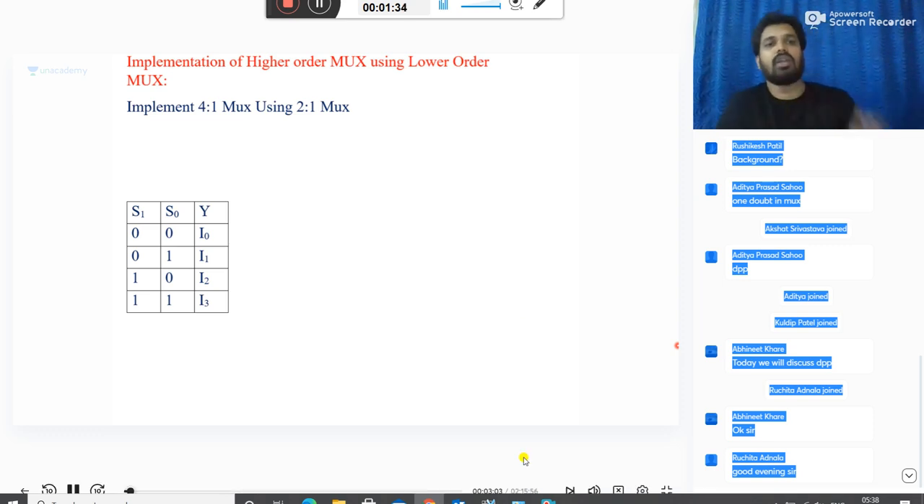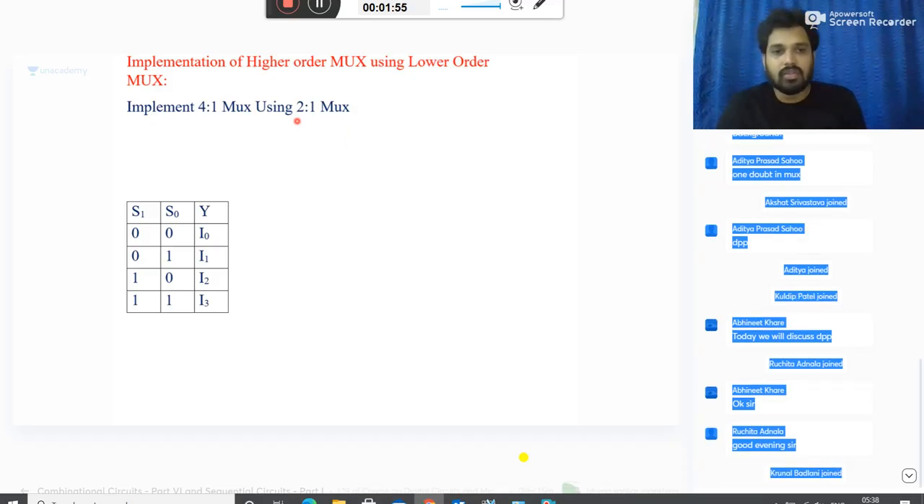Okay. So the last part of your multiplexer is implementation of higher order mux using lower order mux. I am having a higher order mux. Okay, so I am having some kind of lower order mux. I want to make another mux. That is, I have 2 by 1. How to make 4 by 1? That is the first example. What is the first example? How to make 4 by 1 using 2 by 1? Let's see here. So here you want to make 4 by 1.